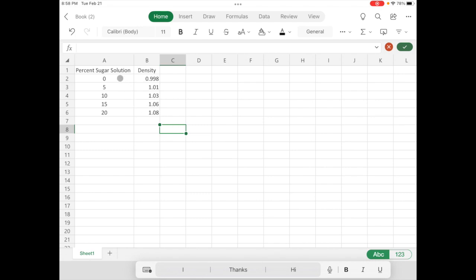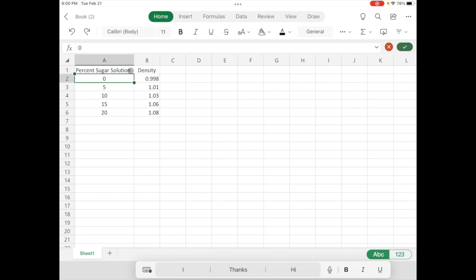It's especially important that for your percentage of sugar, you don't put a percentage sign in there, because Excel is going to make the graph where it's off by a couple of decimal points since it takes that percentage into consideration.